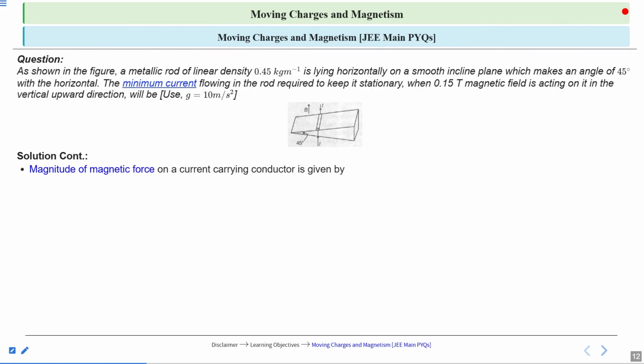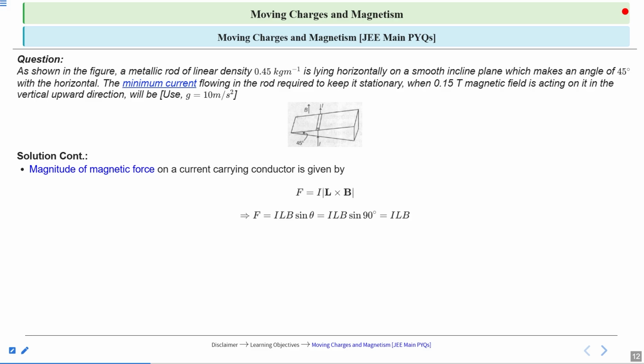Now, the magnitude of the magnetic force on a current carrying conductor is given by. In the presence of a magnetic field, this metallic rod carrying current will experience some force. So we will use the formula for the magnitude of magnetic force on a current carrying conductor. What is that formula? F equal to I L cross B, and we are taking only the magnitude. So F equal to mod of I L cross B, which gives F equal to I L B sine theta.